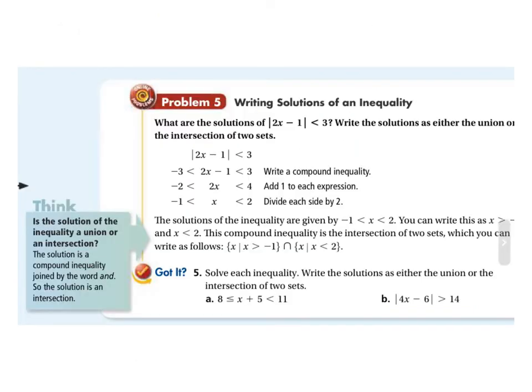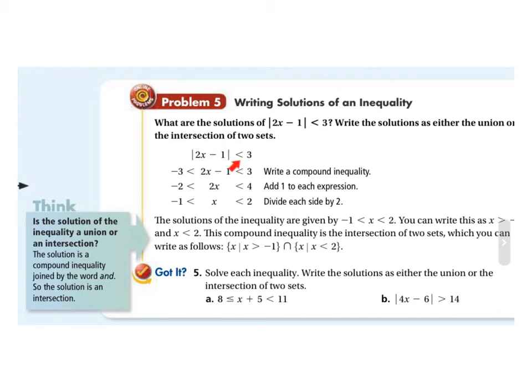Okay, so now we can apply this idea to absolute values. We've kind of been hinting at that. What are the solutions of the absolute value of 2x minus 1 is less than 3? Write the solutions as either union or intersection. So you've got to think about what and or means, right? And is going to be your intersection piece, the overlap. Or is going to be your union.